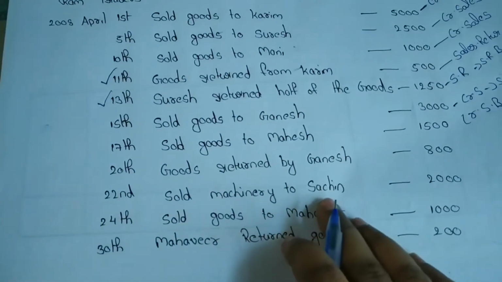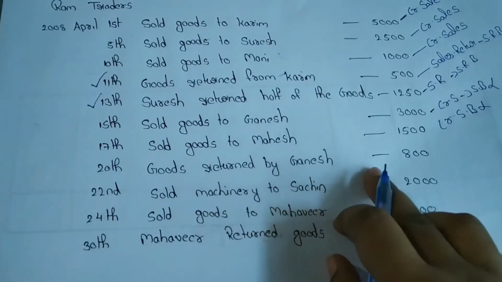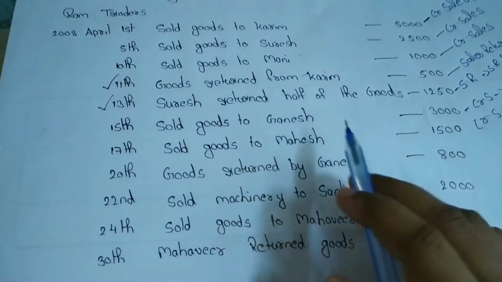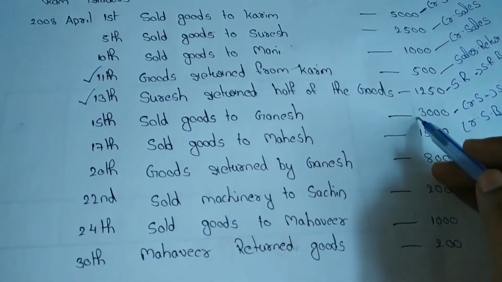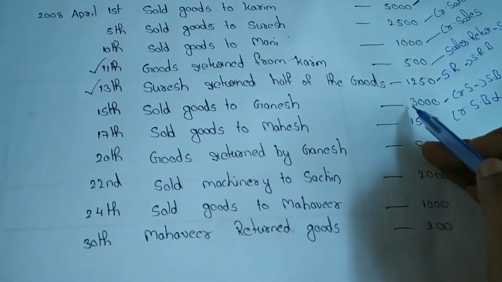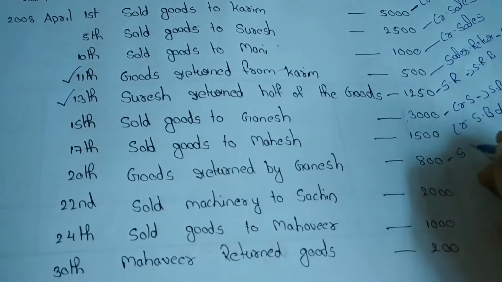Next, on 20th, goods returned by Ganesh, 800 rupees. On 15th, we sold goods to Ganesh, 3000. In that 3000, some part of the goods was returned by Ganesh. So that is called sales return.